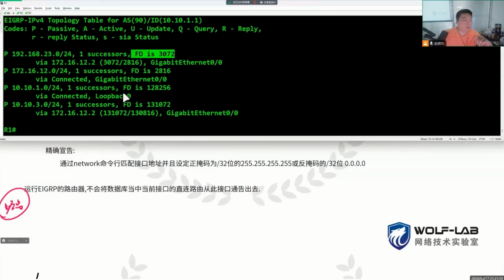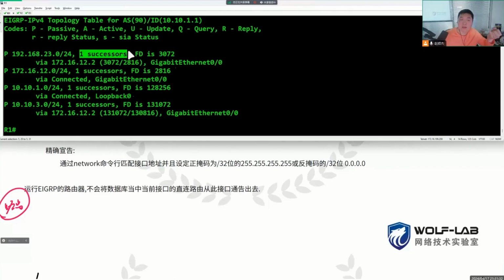Any questions, students? Can the teacher look at EIGRP? What does that P mean? It's show ip eigrp 1 topology. This P means passive. It's in passive mode. If it's active, it means this routing entry is unstable. Of course, we will talk about this later, including the successor route.